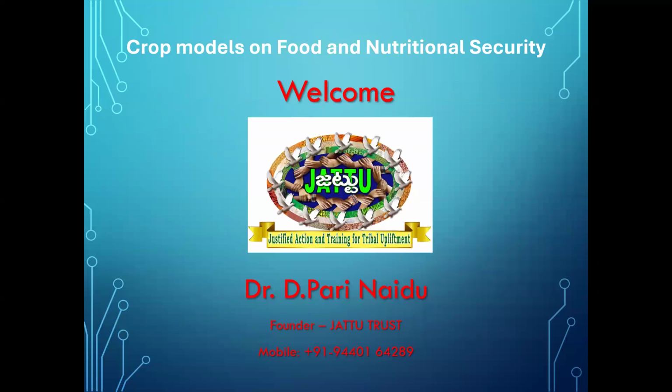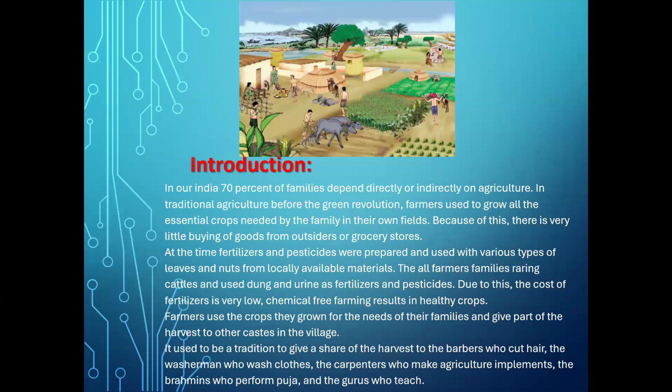Now I am presenting my PPT about crop models on food and nutritional security. Introduction. In our India, 70% of families depend directly or indirectly on agriculture.